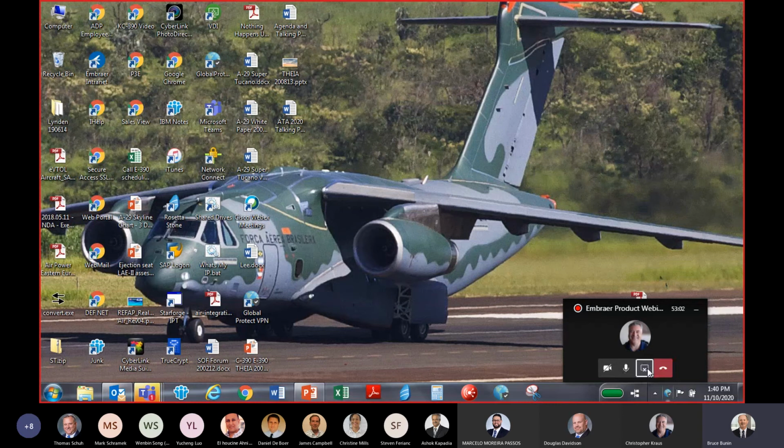We basically have a full suite of defensive systems on the airplane. So missile warning, radar warning, chaff and flare, and actually we have the capability to integrate additional systems if they were desired. But it's pretty much the standard military airplane self-protection system suite of products.